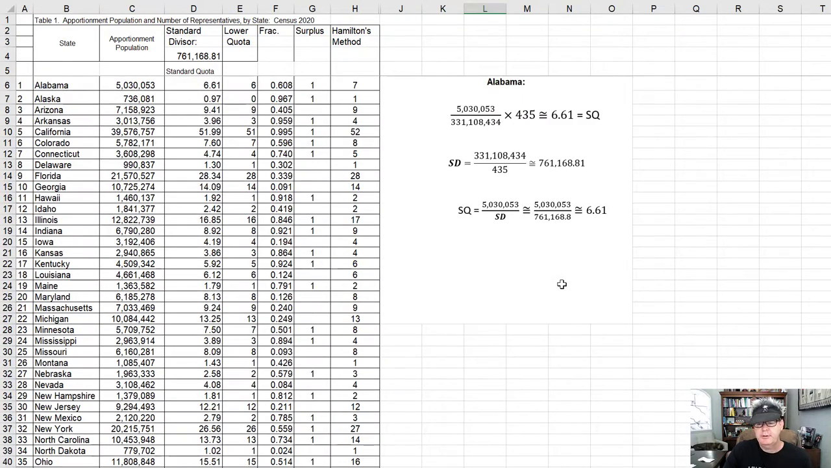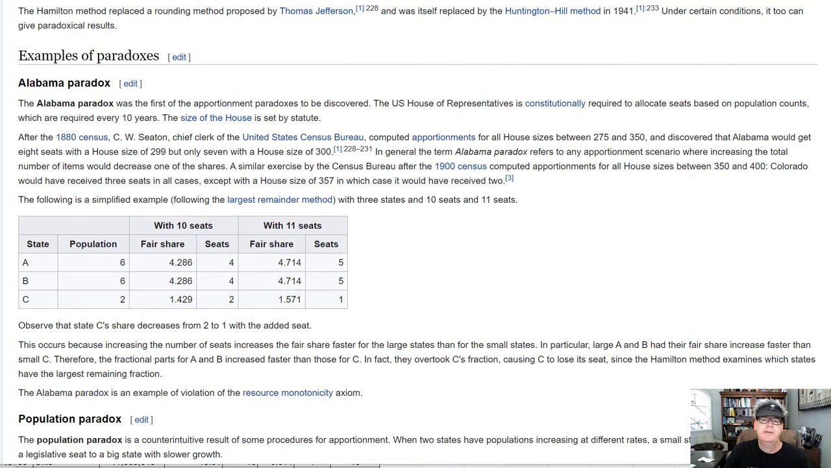So this is not used. So why isn't it used? The main reason is there's a few paradoxes that showed themselves as they thought about using Hamilton's method. And one's called the Alabama paradox, or it's also called the House monotonicity condition. And that's if you increase the number of seats, then a state shouldn't have its seat total go down.